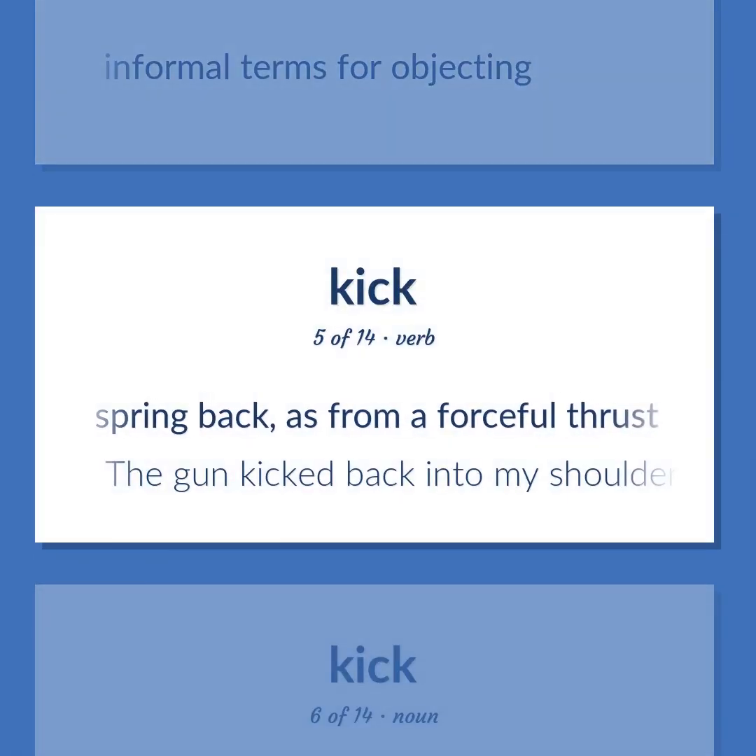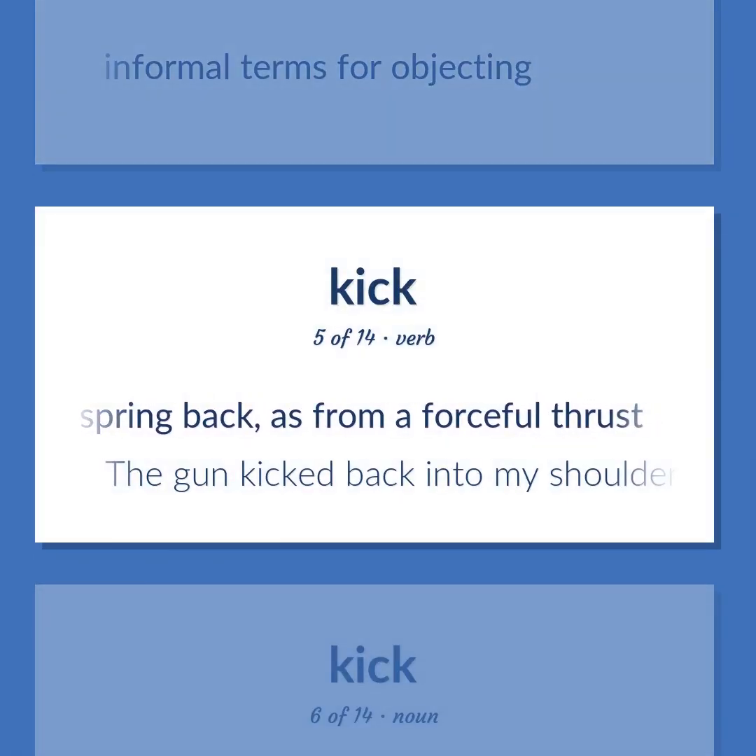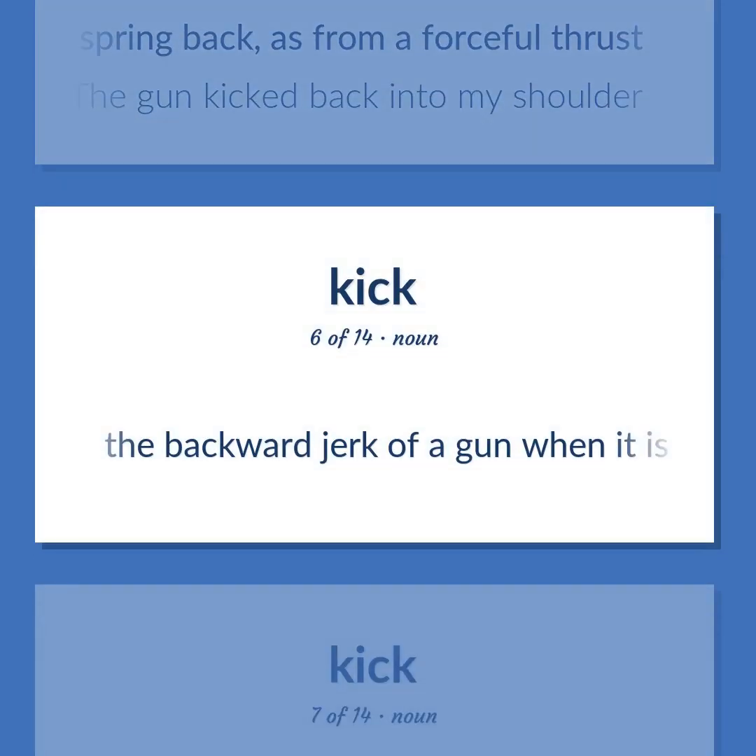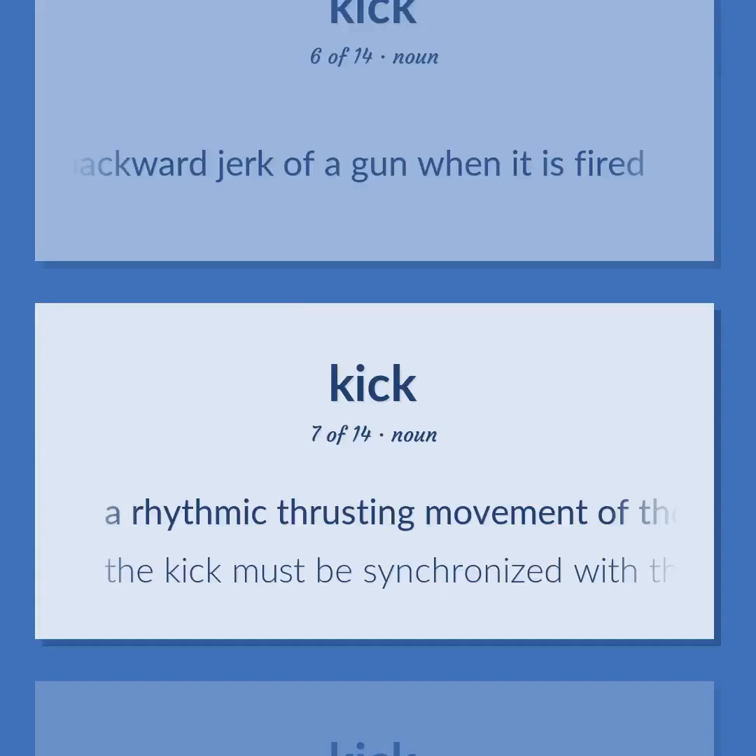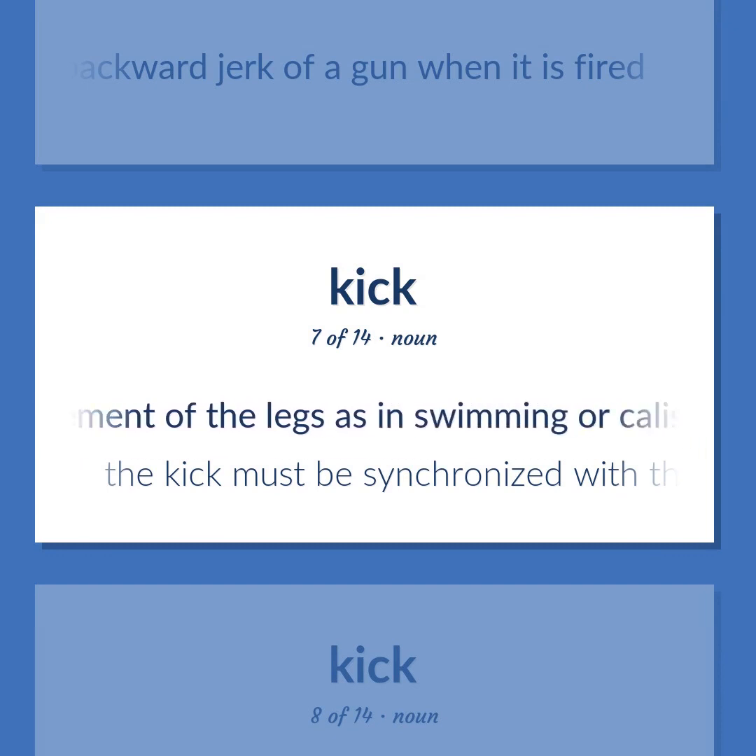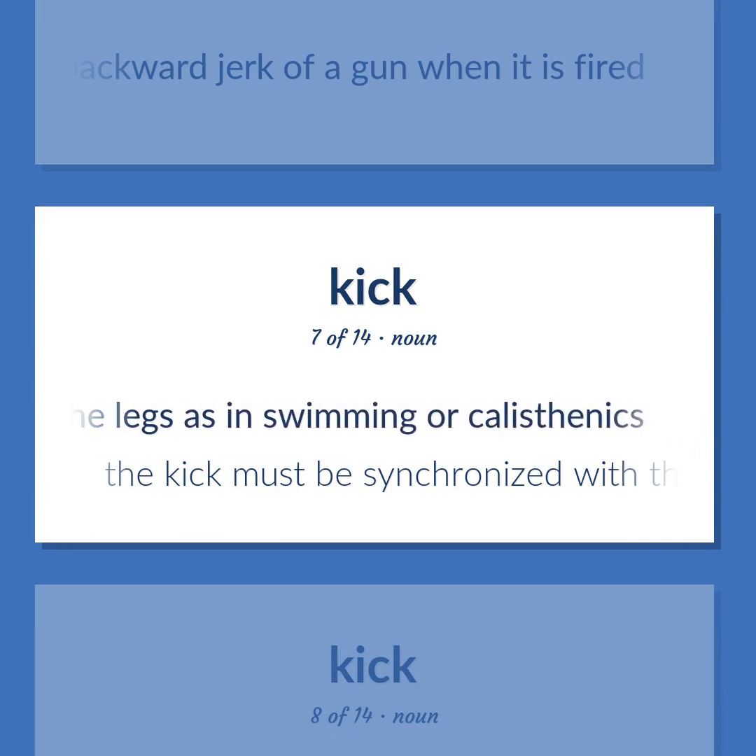Spring back, as from a forceful thrust. The gun kicked back into my shoulder. The backward jerk of a gun when it is fired. A rhythmic thrusting movement of the legs as in swimming or calisthenics. The kick must be synchronized with the arm movements.